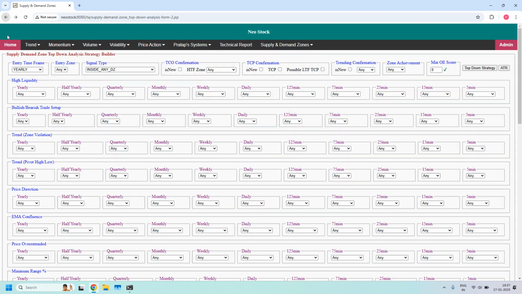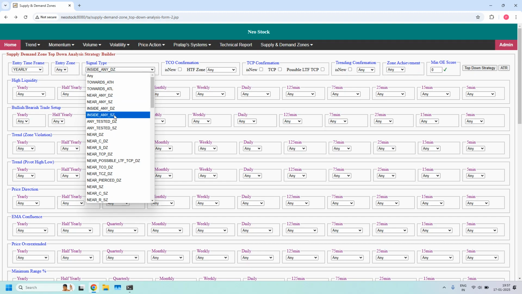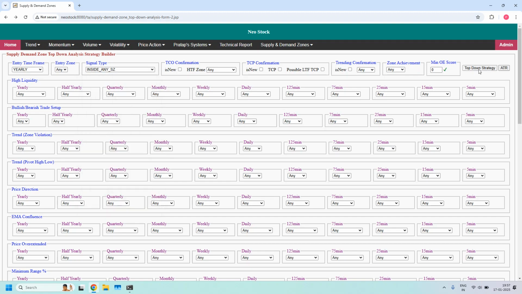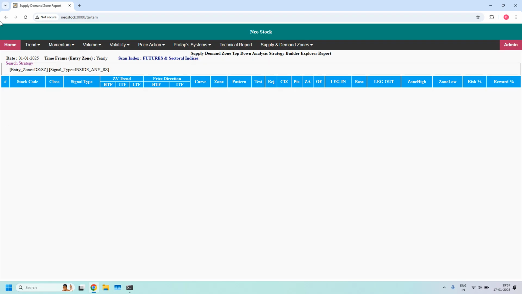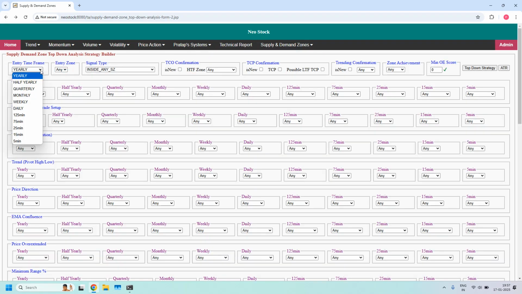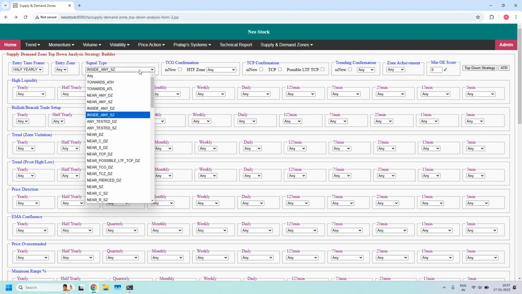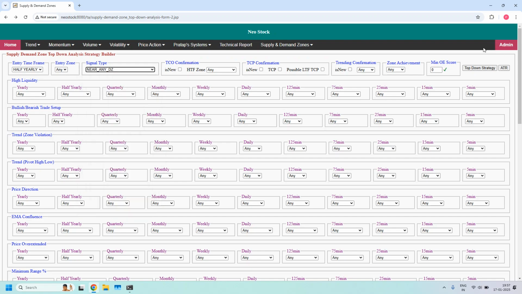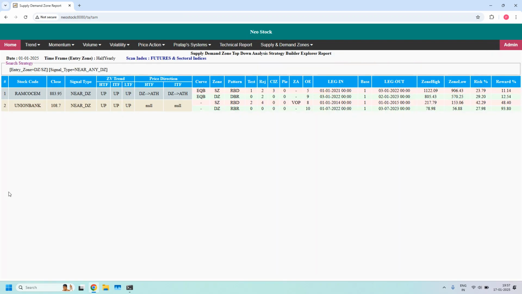Okay, next yearly time frame. Price closed inside the yearly supply zone. We don't have any stocks. Next time frame is half yearly. Stocks near half yearly demand zone. We got 2 stocks.